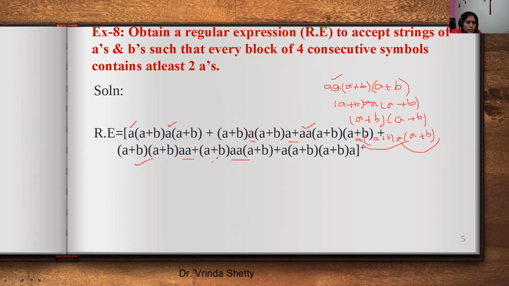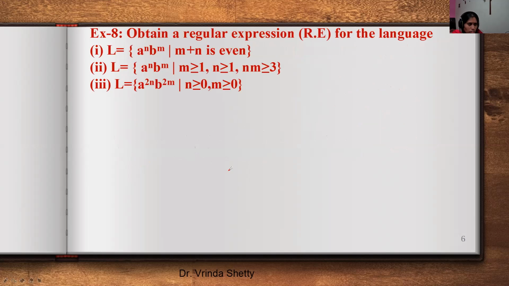Here in between 2 A's, starting with A or B or ending with an A or B. Here starting with A, ending with A, in between it can have any number of A's or B's. This is how all the possibilities we need to write. These all possibilities are there to check that every block of 4 consecutive symbols contains at least 2 A's.